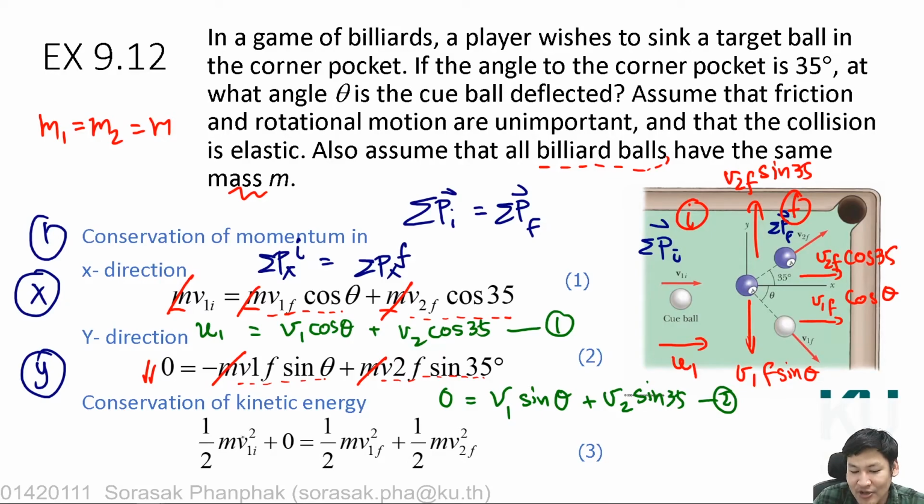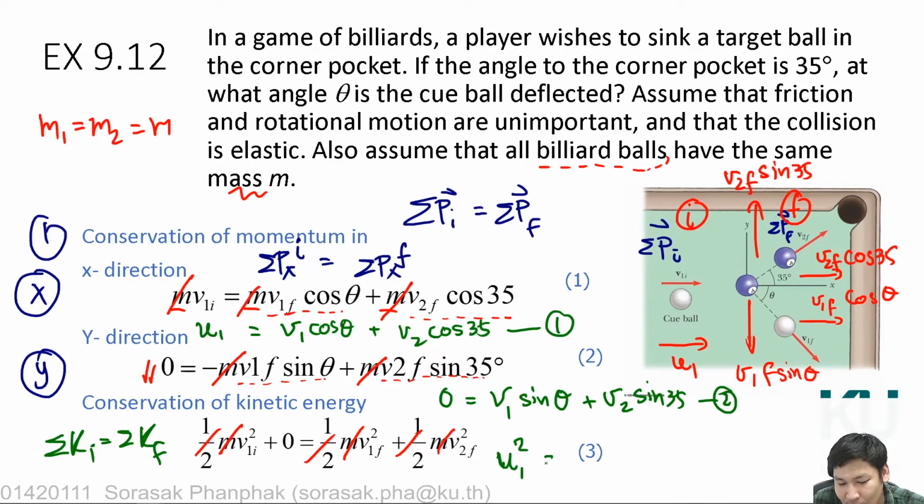And the final one uses the conservation of kinetic energy, which is sigma E initial equal to sigma E final, or K. Again, m can cancel, and with the 1 over 2 as well, you will have u1 square equal to v1 square plus v2 square. This is your third equation.